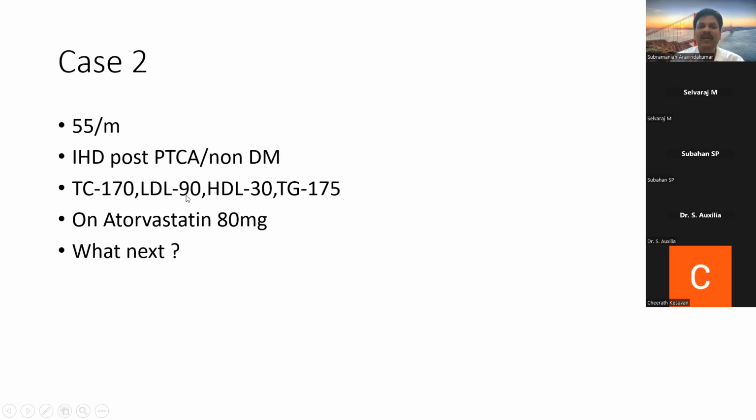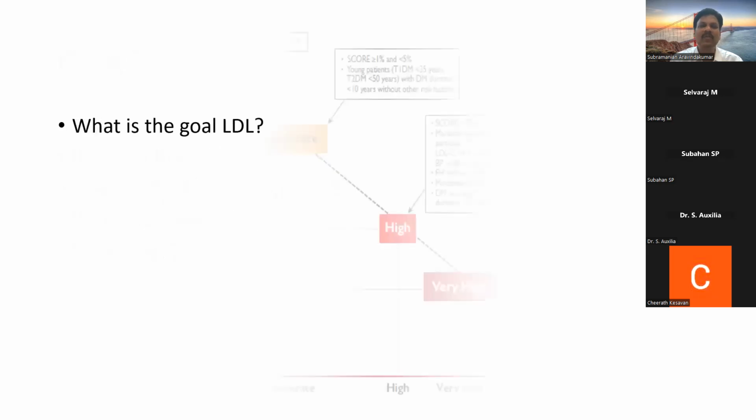And you are seeing, target of 50 should be there. Now LDL is 90. So the patient is already on atorvastatin 80 milligram, full dose. Post-PTCA, lipid-soluble atorvastatin has been added correctly and the full dose is being given. Now it is not sufficient because we are not achieving the goal. So what to do? What is the LDL goal?